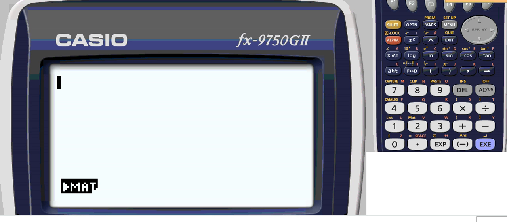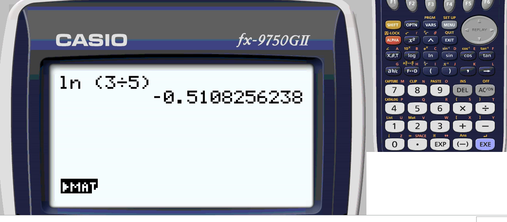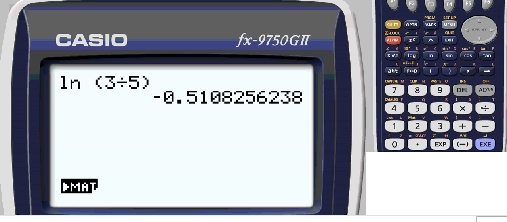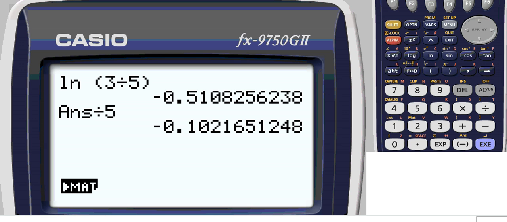So now we'll use our calculator to get natural log of 3/5. Make sure you put parentheses around it just to be safe. Natural log of 3/5. So there's that number. To solve for K, we still need to divide by 5. Divide by 5. So this number, negative 0.102, is K.